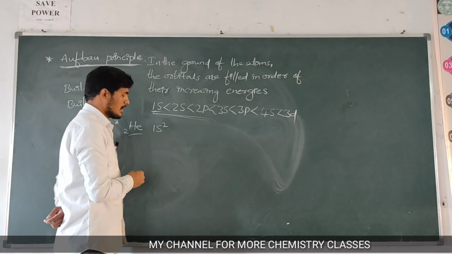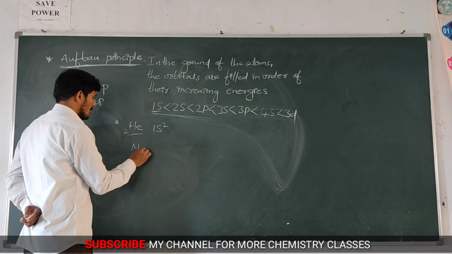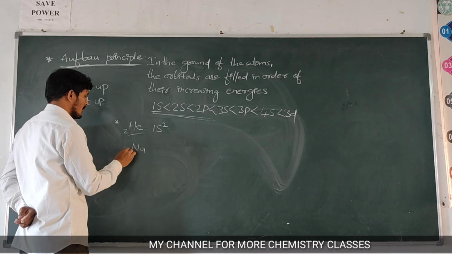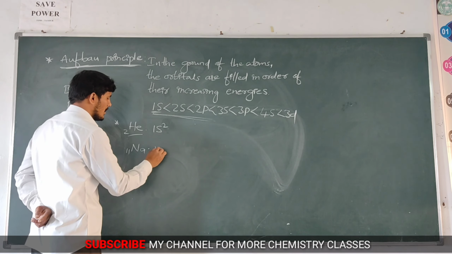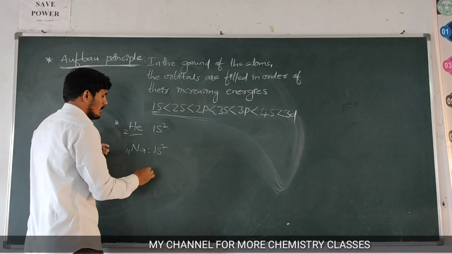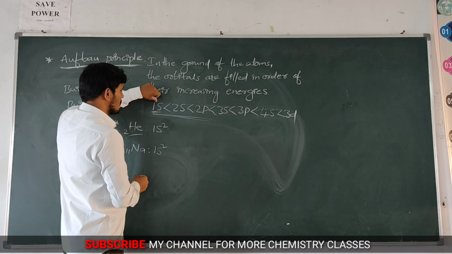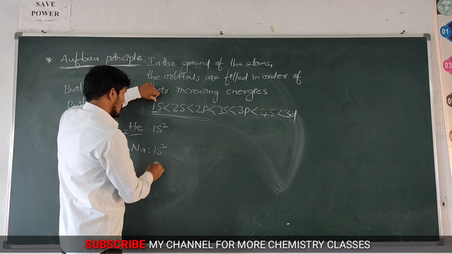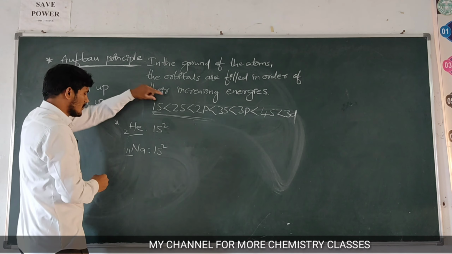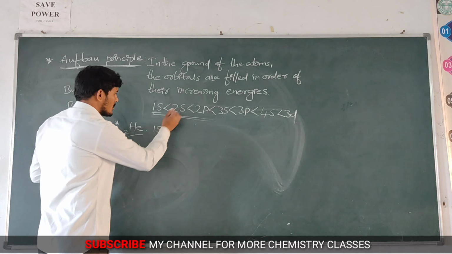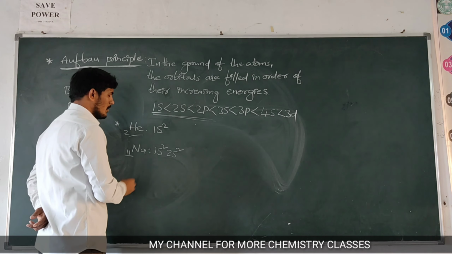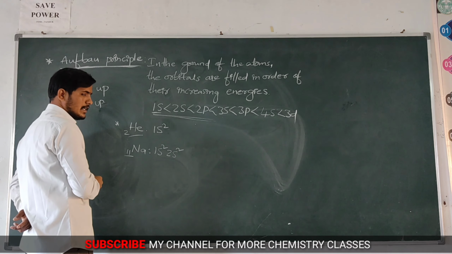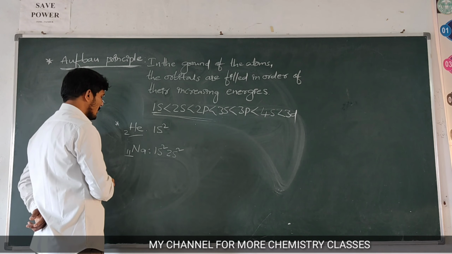Next, take another one, sodium. Sodium electronic configuration. What is the atomic number? 11. When we write the electronic configuration, first 1s2. Which is the lowest energy orbital? 1s, first shell, 1s2. Remaining how many electrons are there? 9 electrons are there. Next main shell is 2s2. 4 electrons are used. Here total 11, 11 minus 4, 7 electrons.